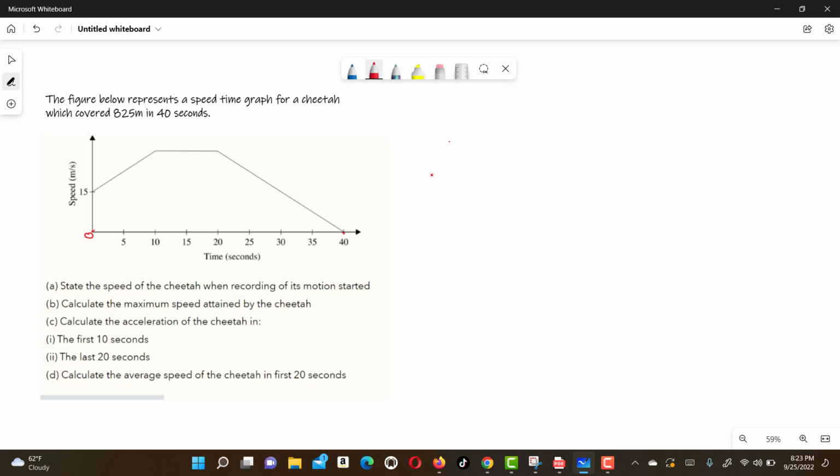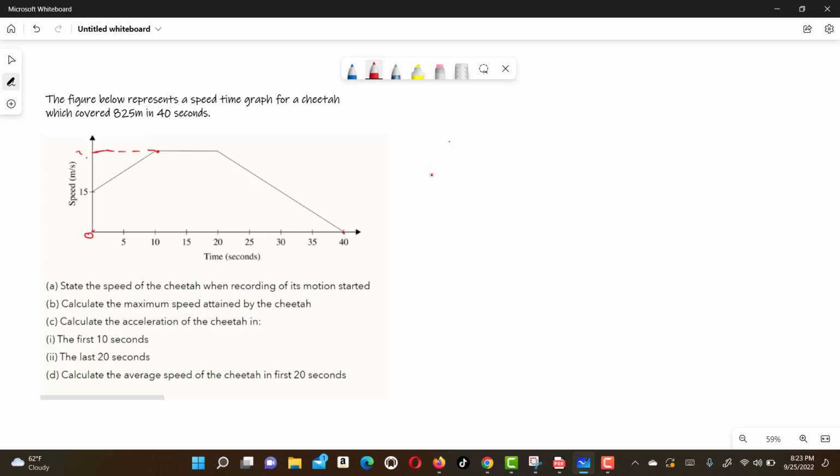So at the start of the motion, the speed of the cheetah is 15. It went up to a certain point. That point is the maximum speed it attained. In the graph, it is not showing the maximum speed. So there's no value here. Now we need to find that using some concepts of speed and time.